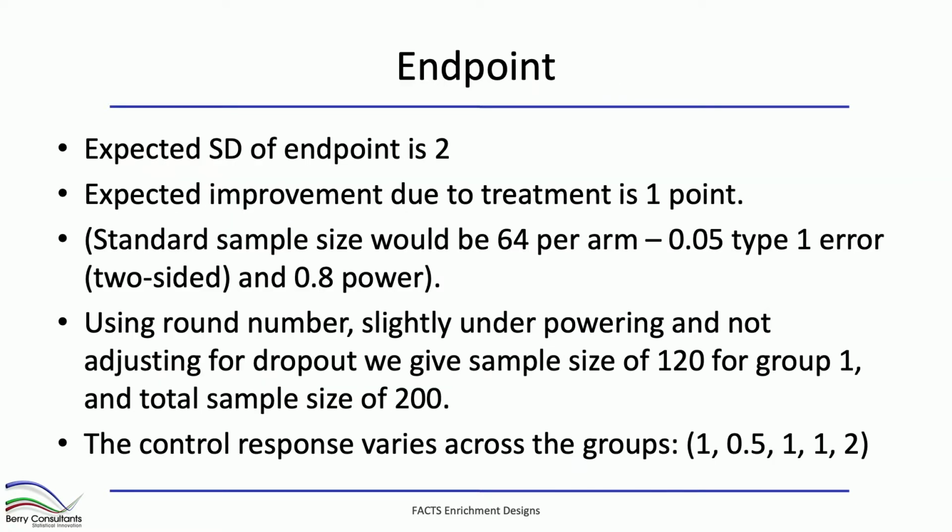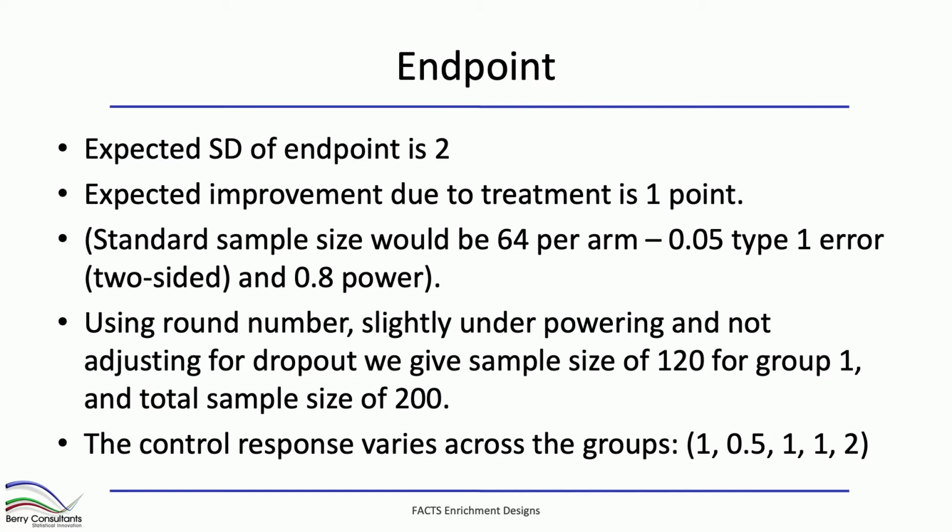So a little more details about this endpoint. We've got an expected standard deviation of 2 points on the endpoint, and the size of improvement we're looking for in the treatment is 1 point. And if we did a standard sample size calculation for a 2-arm trial with a standard deviation of 2 and a treatment improvement of 1 point, looking at type 1 error, two-sided, of 0.05, and power of 0.8, we would be told we needed a trial of 64 subjects per arm, 64 on control, 64 on the treatment. Now, our situation is a little more complicated than that, but we're going to use this as a rough guide.